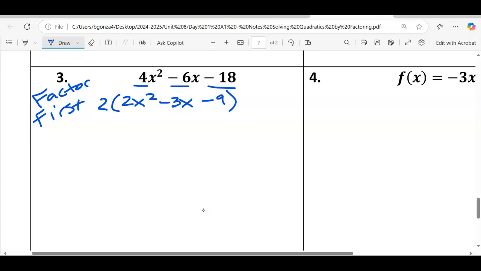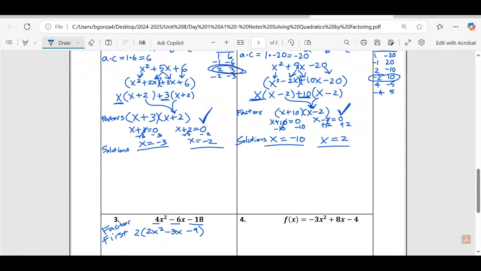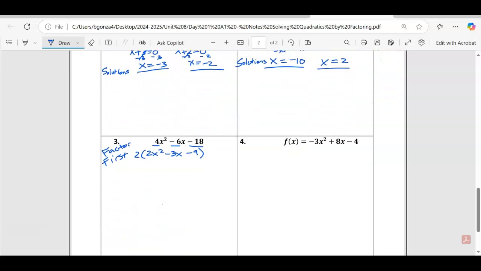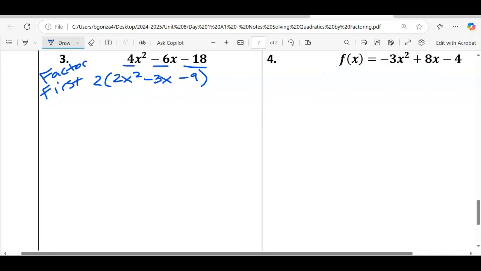You always want to factor first if you can. And just to zoom out here, the first one you could not factor first. There was no common factor of 1, 5, and 6. The second one you could not factor first, 1, 8, and negative 20. Okay, when your a value is 1, you can't really do this. But if your a value is not 1, see if you can factor out of every term.